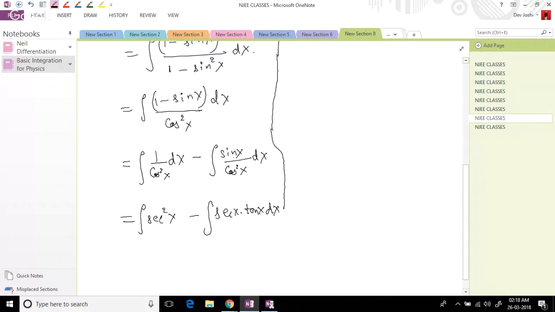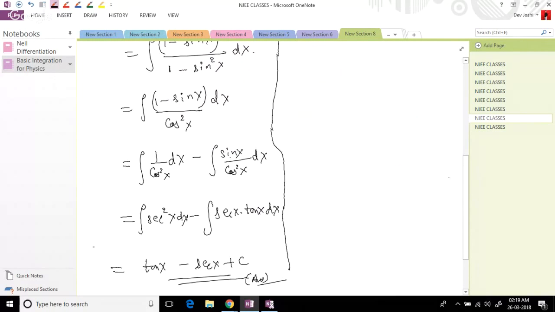How have I written this? In sin x, there are two cos x in the denominator in multiplication. So sin upon one cos is tan x, and 1 upon cos is sec x. That is why I can write it as integral of sec x into tan x dx. So that is going to be equal to integral of sec square x dx, which is tan x, minus the integral of sec x tan x, which is sec x, plus a constant term c. So that is your final answer.